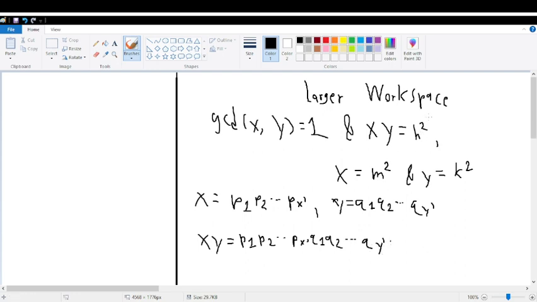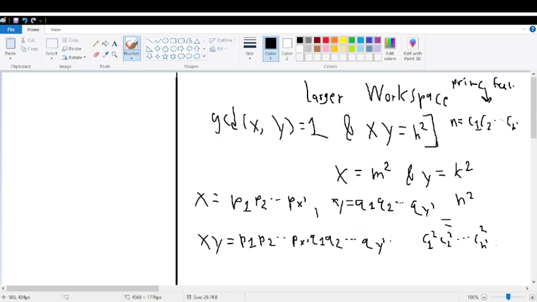Well, note that because xy equals n squared, we can let n equal, oh gosh, let's use some horrible notation here, c1, c2, all the way up to c sub n prime. This is its prime factorization. So n squared equals c1 squared, c2 squared, all the way up to c sub n prime squared.